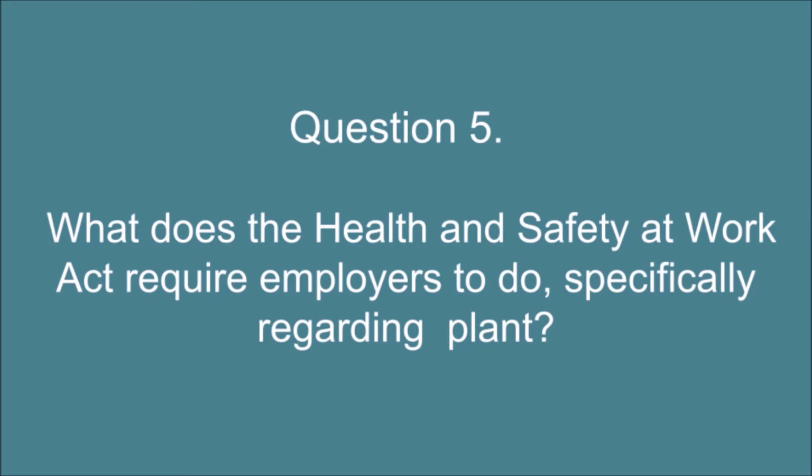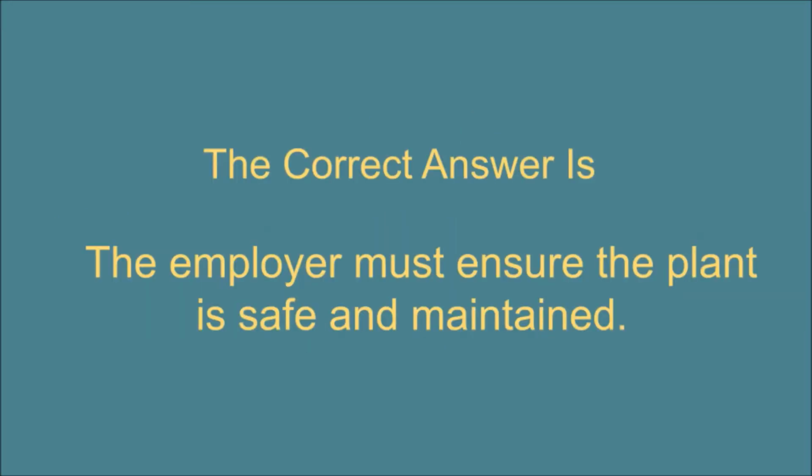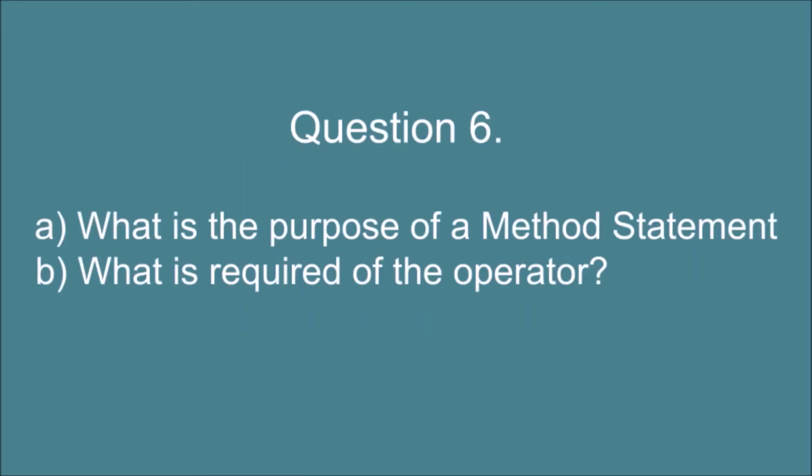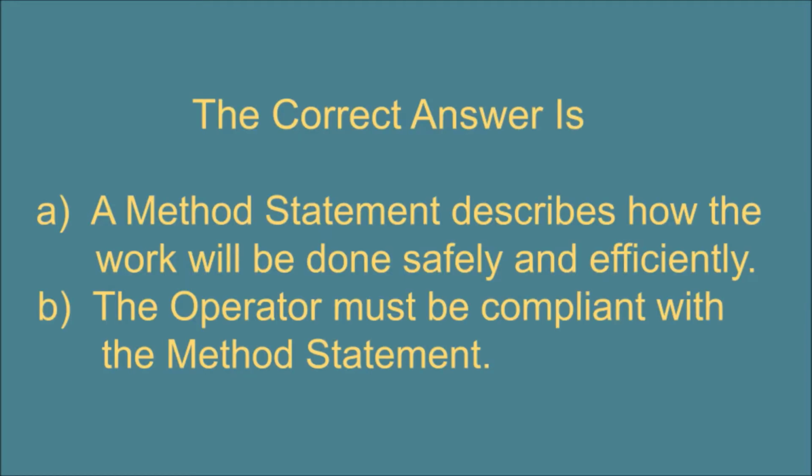Question 5. What does the Health and Safety at Work Act require employers to do, specifically regarding plant? The correct answer is: the employer must ensure the plant is safe and maintained. Question 6. A. What is the purpose of a method statement, and B. What is required of the operator? The correct answer is: A. A method statement describes how the work will be done safely and efficiently. B. The operator must be compliant with the method statement.